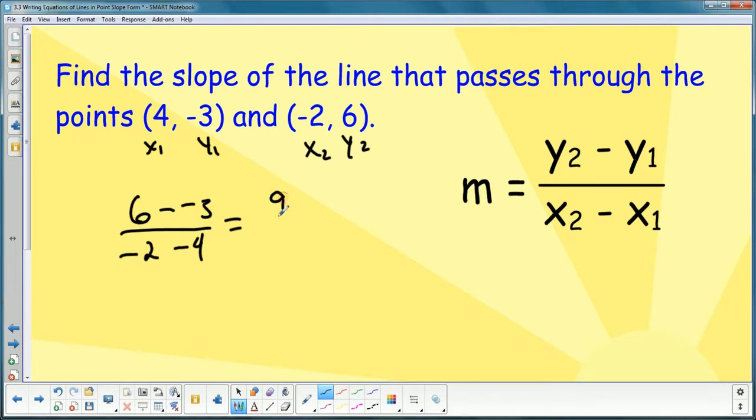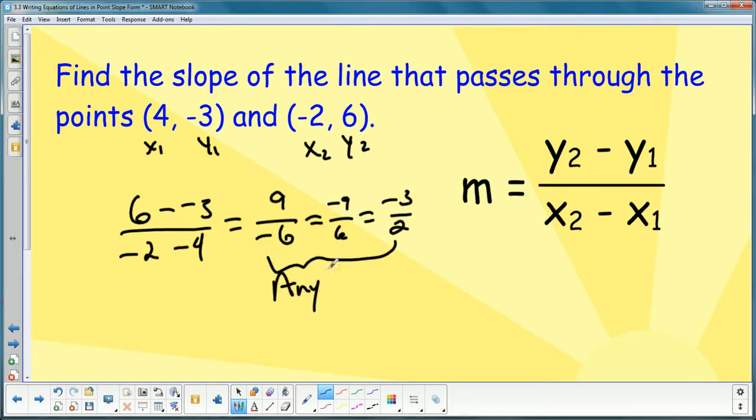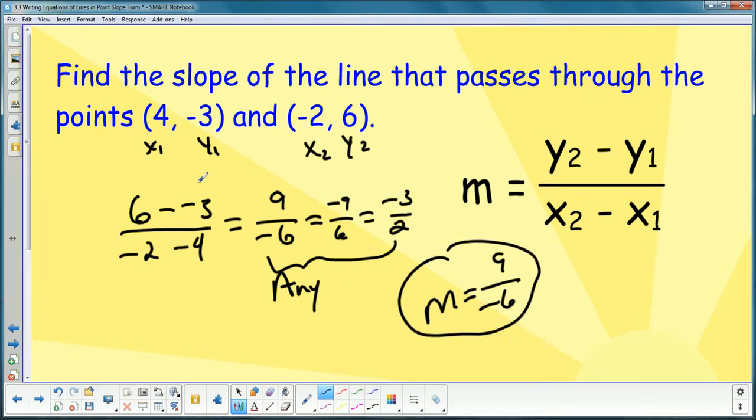Simplifying this, then I'm going to get 9 over -6. Okay, and we can leave it that way. We could also write it as -9 over +6. If we simplified that, we could divide both those by 3. We could say -3 over 2. Any of these would work just fine for what we're trying to do. So now what that tells us is that our slope is 9 over -6. I'm just going to use that first one since we found it. Okay, that's how we would find the slope.